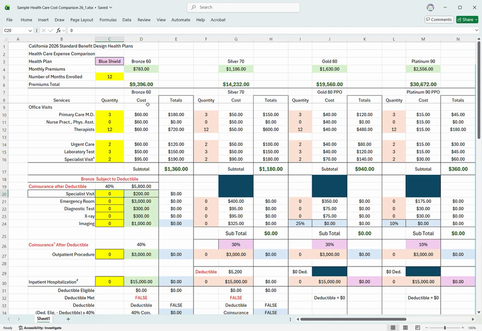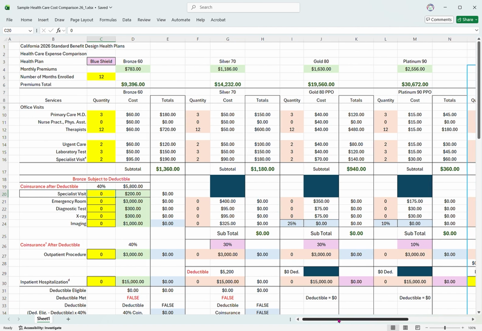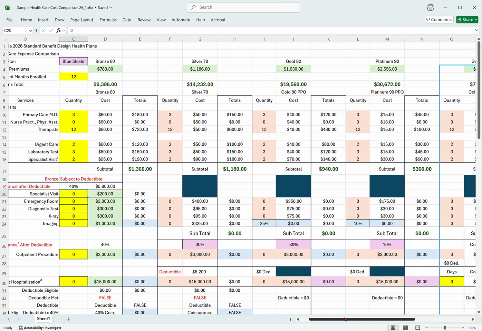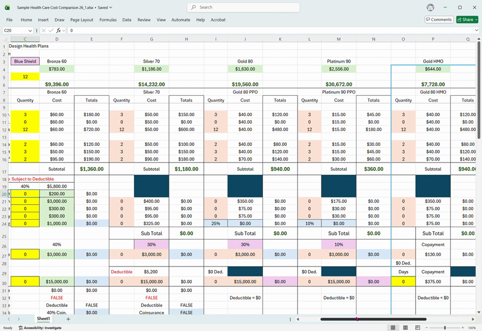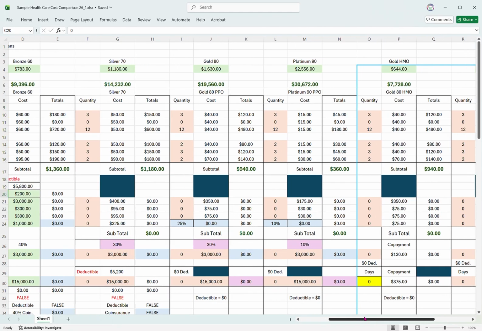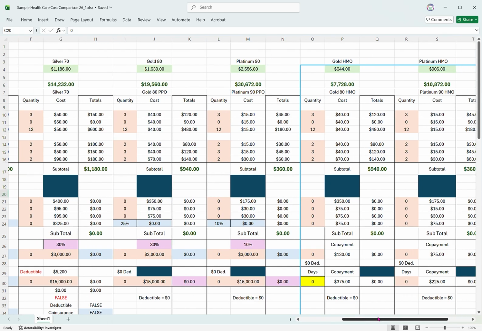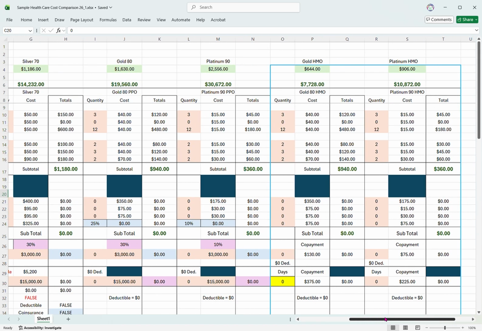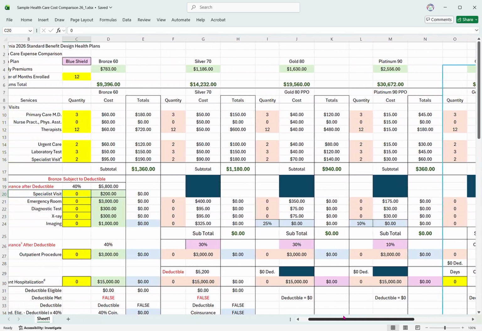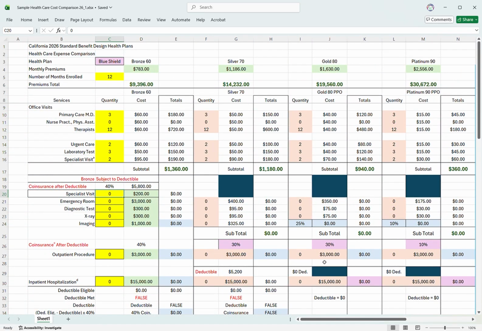And we can see that under the bronze plan, because all of them have set co-payments, they are looking at a routine healthcare services subtotal of $1,360. The silver plan is $1,180. The gold plan, $940. The platinum plan, $360 for the same services. So that is very accurate because those all have set co-payments for those services.